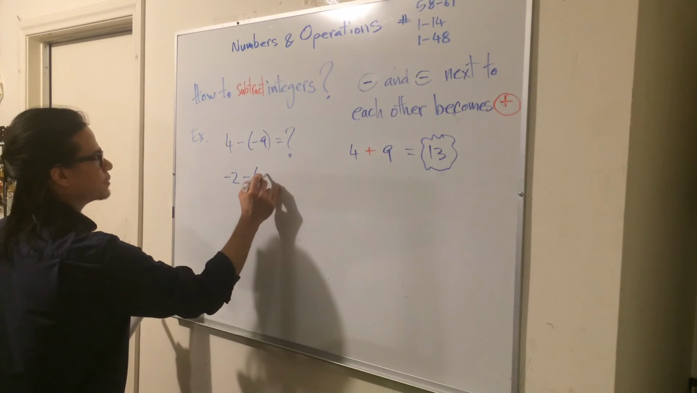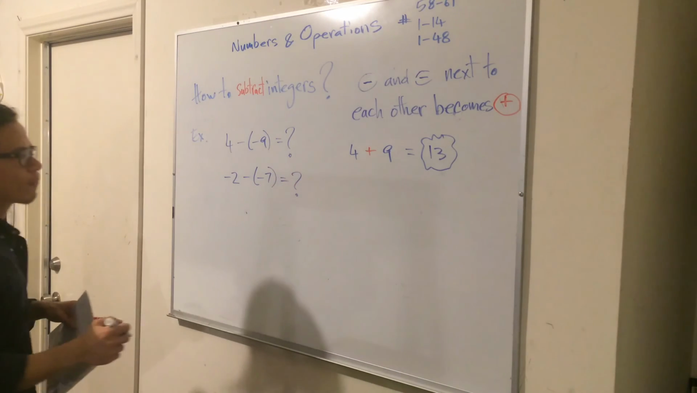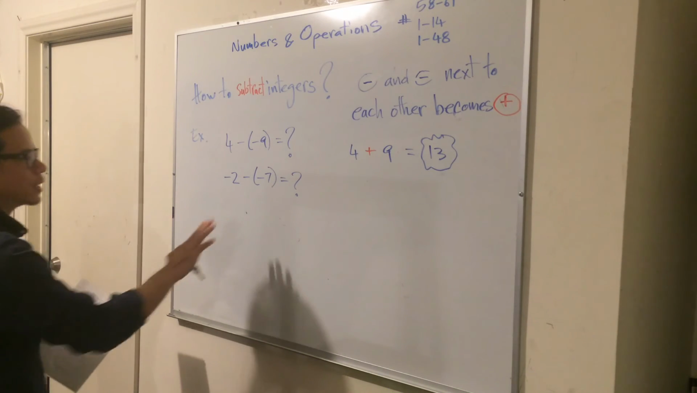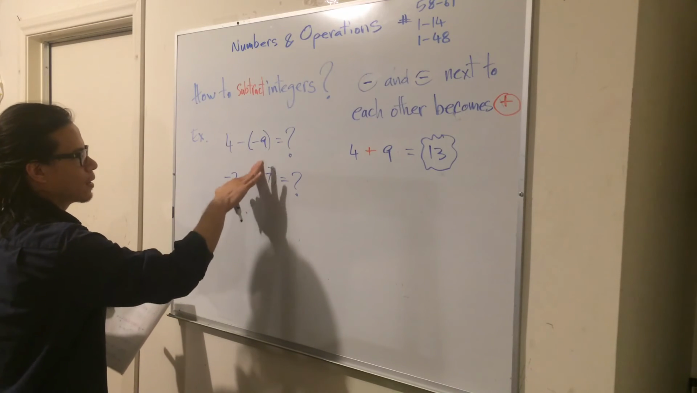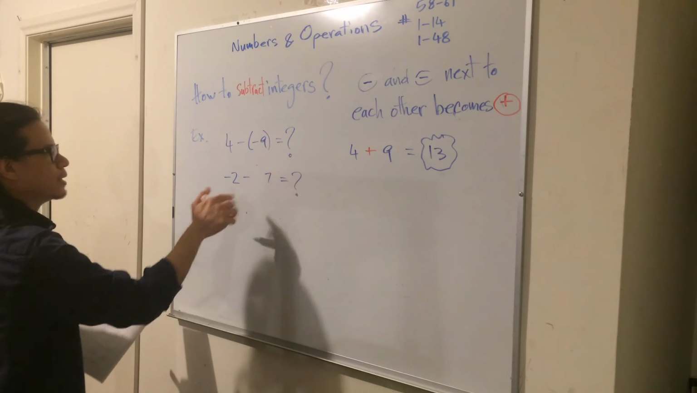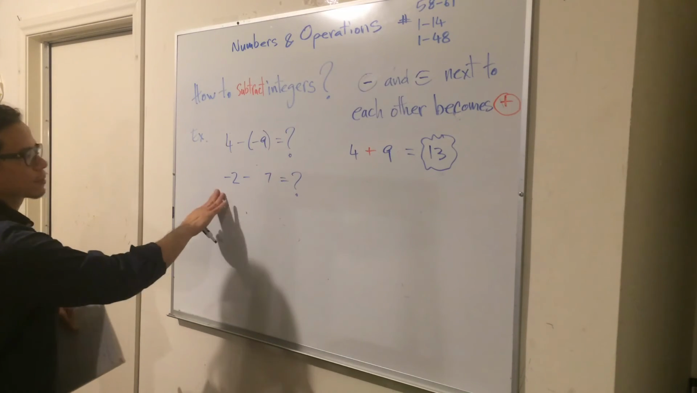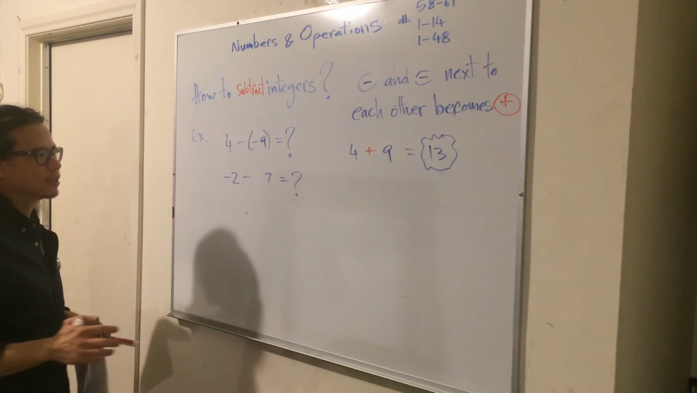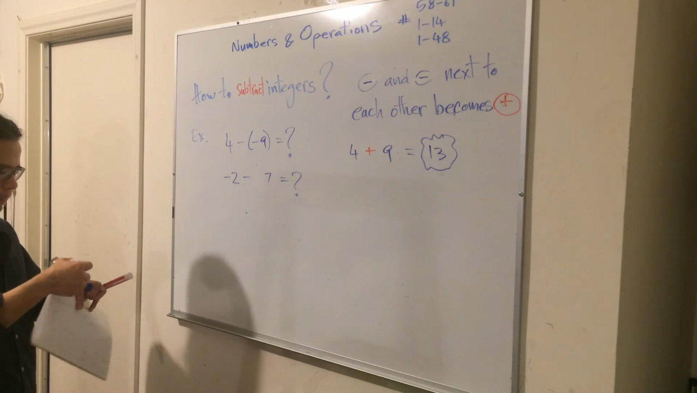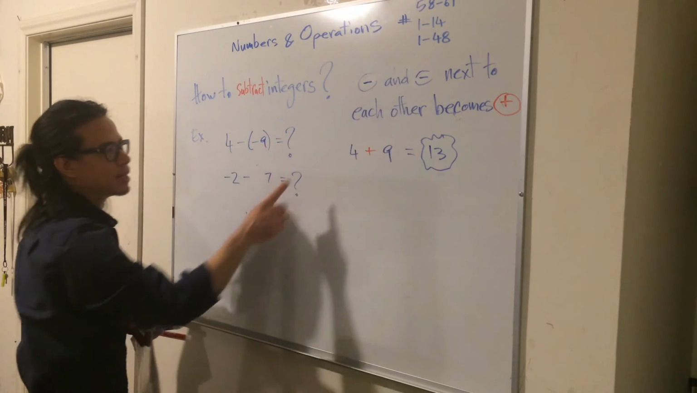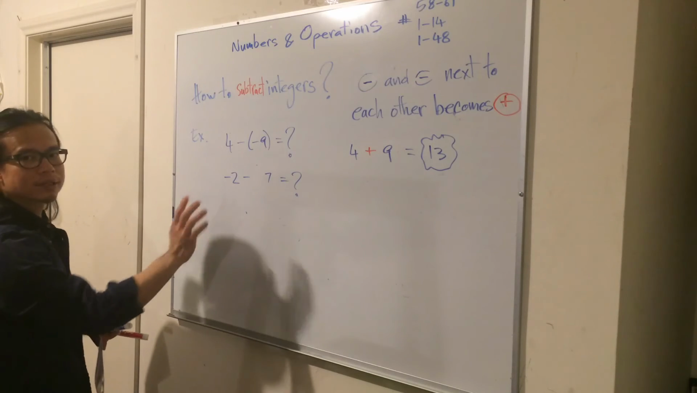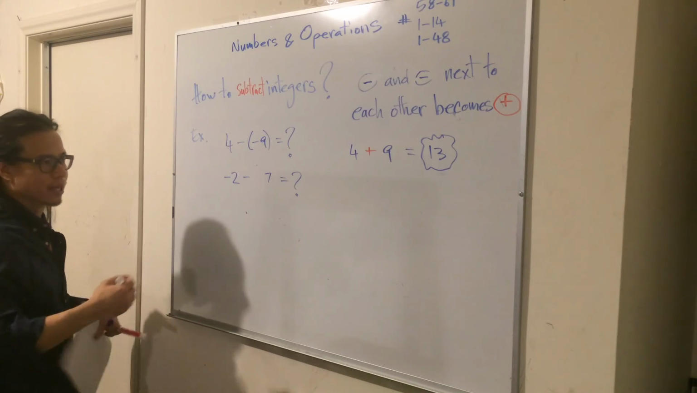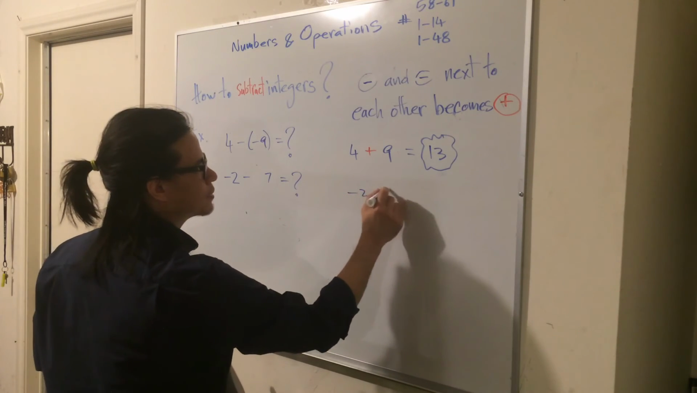-2 minus -7 equals what? You know what? Sorry, let's make this -2 minus 7. Boo-boo there. So just simply put -2 minus 7. What would you get? Do you have a double negative side by side? You have two negatives, but they're not side by side. So that rule doesn't apply. So we're just going to say -2 minus 7.